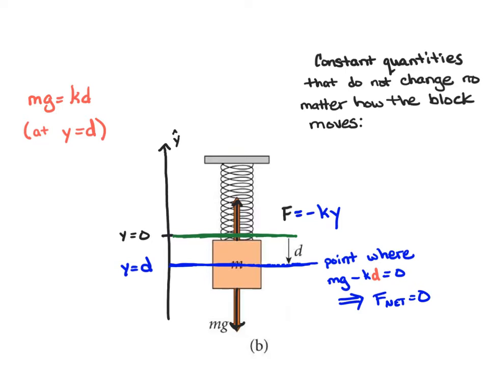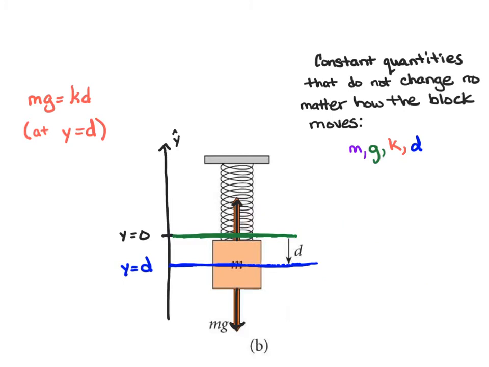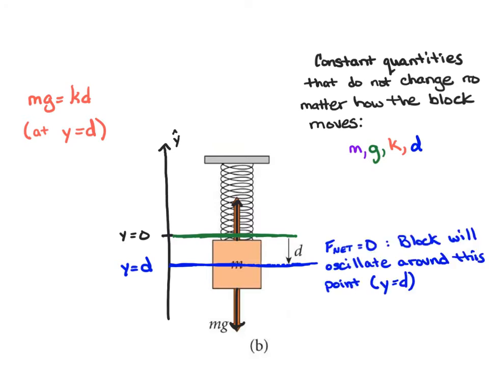This means that the quantities mass, the acceleration due to gravity, g, the spring constant or force constant, k, and d, the distance between the unstretched spring length and the point where F net on the block equals 0, are all constant quantities. So the block will now oscillate around the point where the net force is 0. In other words, where we have set y equals d.